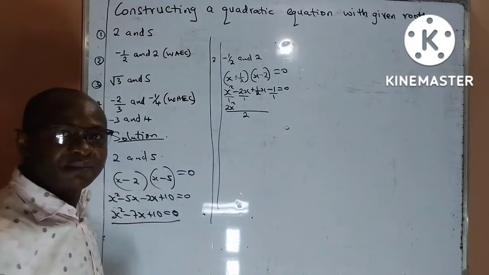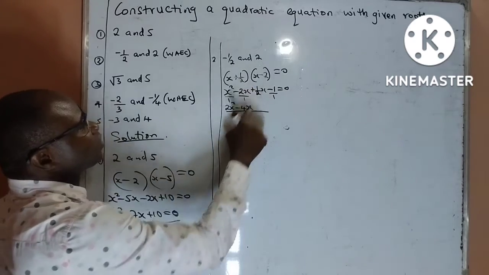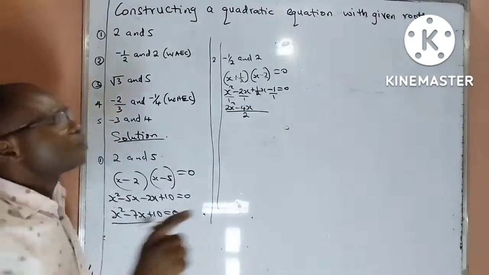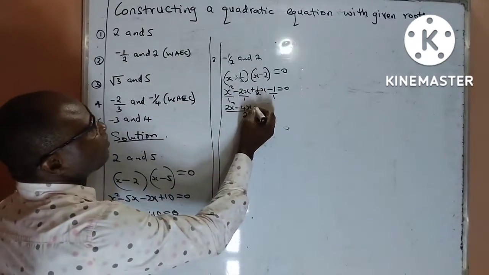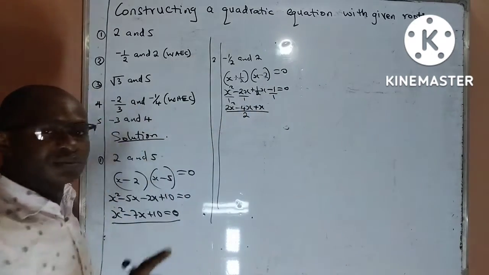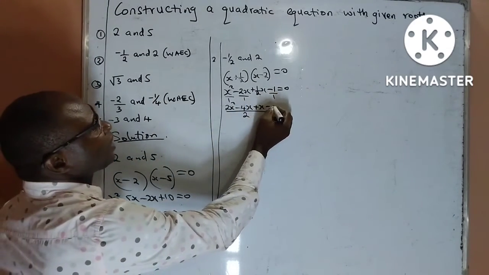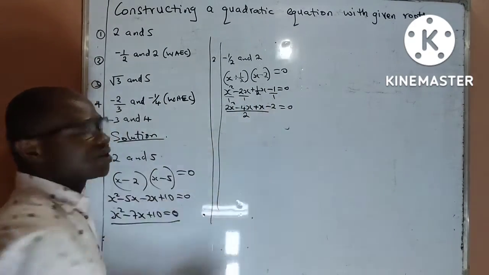I use it to multiply minus 2x, it will give me minus 4x. 2 divided by 2 now will give me 1. 1 times x will give me plus x. 1 divided by 2 will give me 2. 2 times minus 1 will give me minus 2. Everything is equal to 0.